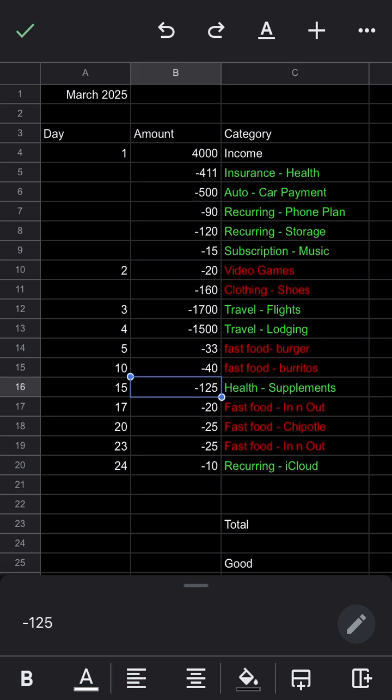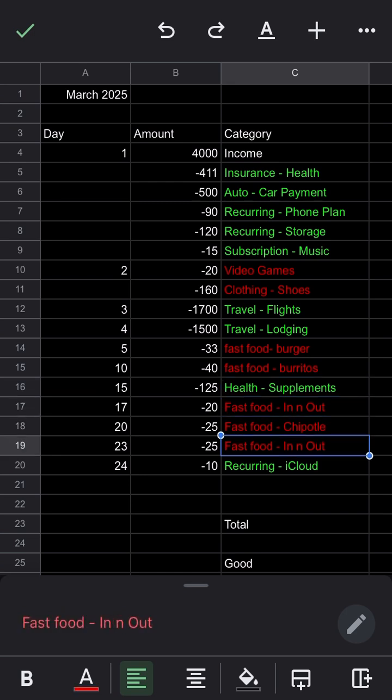Spent $125 on supplements. Those supplements help my life. I think I'm a lot healthier. I'm a lot more energetic. And it's overall helping me be the best version of myself. So I'm gonna keep buying those supplements. Okay? Fast food.